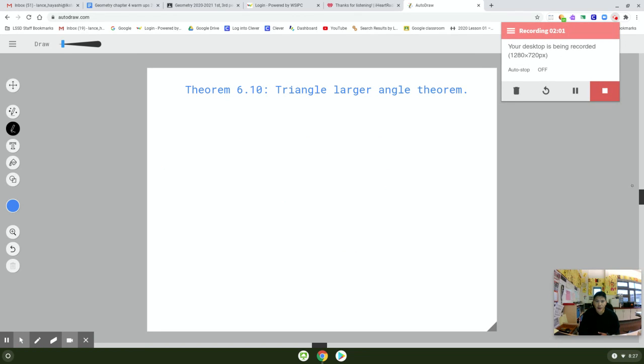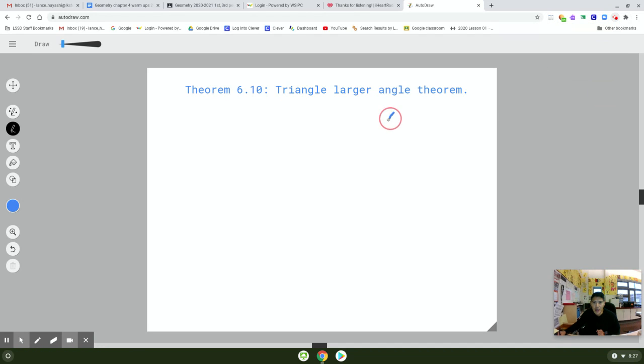And then for theorem 6.10, the triangle larger angle theorem, it's similar to the triangle longer side theorem, but if you have a triangle, I'll call this triangle PQR. Now, if you know the measure of the angles, so let's just say the measure of angle P is 50 degrees, the measure of angle R is 30 degrees. So it's definitely true that the measure of angle P is larger than the measure of angle R. Then what the triangle larger angle theorem states is the side opposite the larger angle is longer than the side opposite the smaller angle.